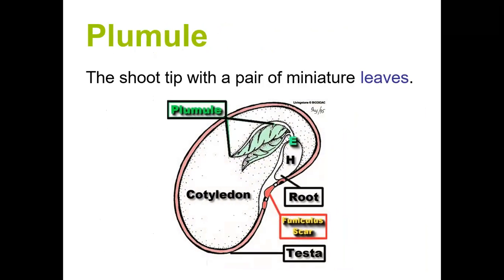Okay, and plumule. Plumule is the part of the embryo from which the leafy structure will develop after germination. Inside the seed, before the leaf structure is developed, that part is called plumule. A shoot tip with a pair of miniature leaves. A small leaf-like structure present inside the seed is called plumule. And from the radical, roots will develop.